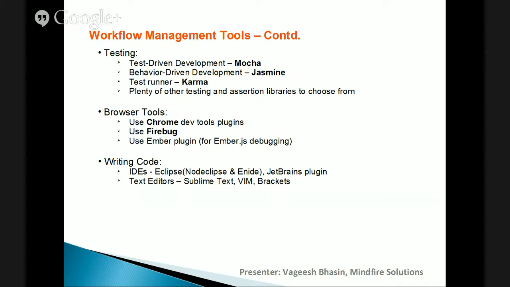And finally, how do you write code? If you work with IDEs, Node.js has plugins for Eclipse, NodeEclipse and Nide. You also have JetBrains plugins. And if you are simply using text editors, you can use Sublime Text, Vim, Brackets, and Atom. Atom is created by GitHub, Brackets is created by Adobe.